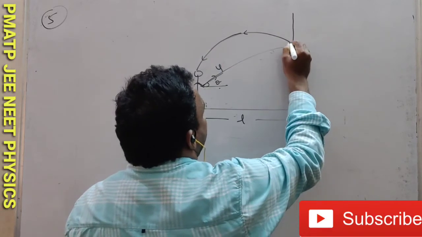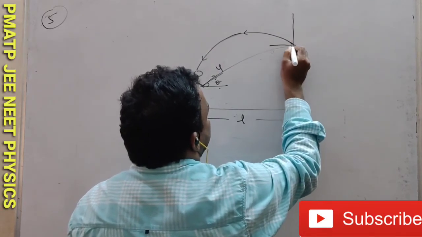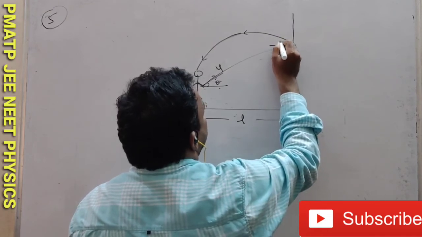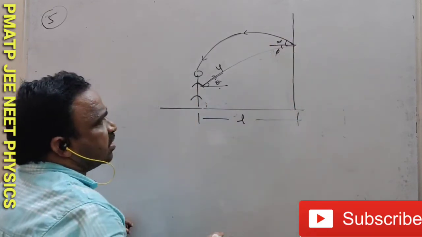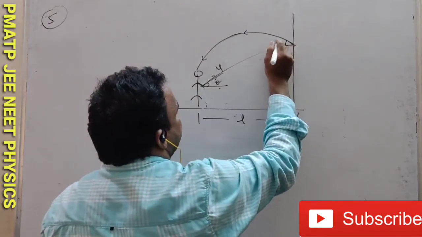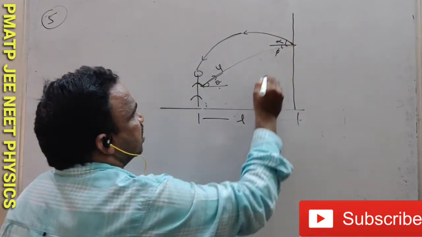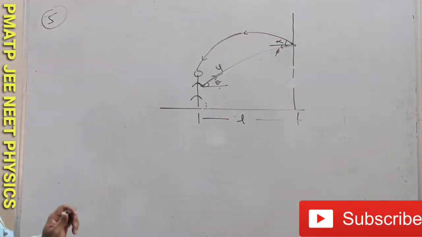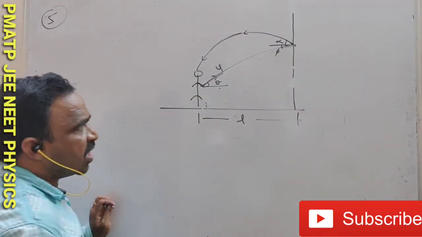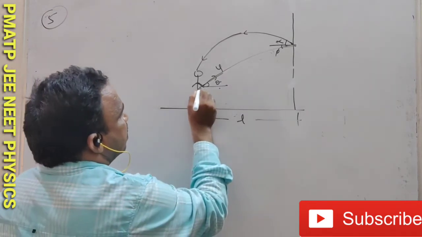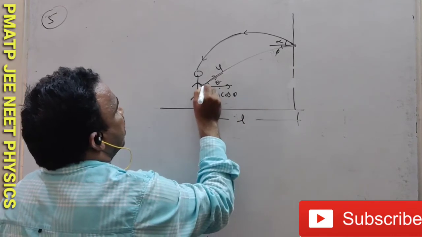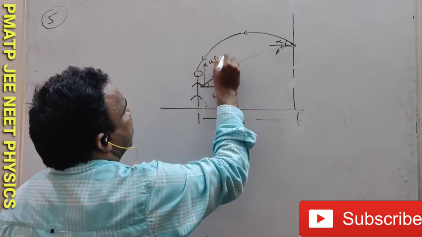See what happened here: an inelastic collision. Let us assume this angle is theta and this one is alpha. It is an inelastic collision, which means the angle of projection and angle of reflection are different. So, time taken to catch it: resolve this velocity into two components. This is u cos theta horizontally, and in the vertical direction u sin theta.